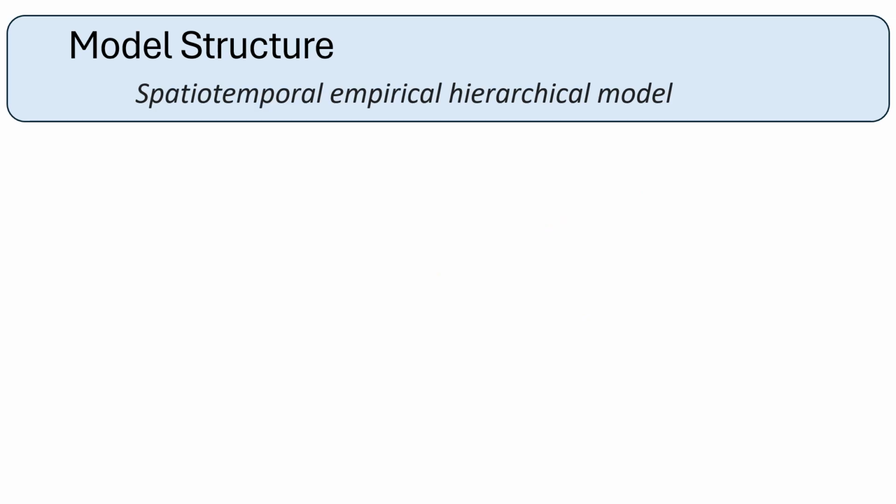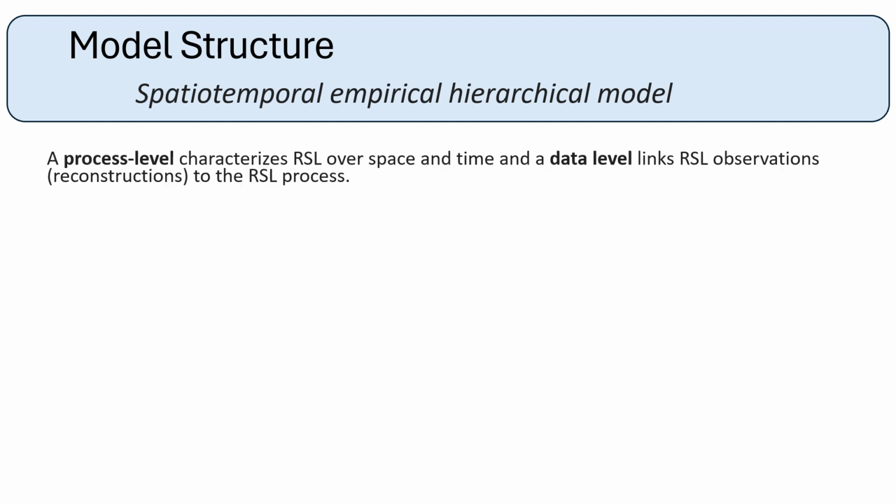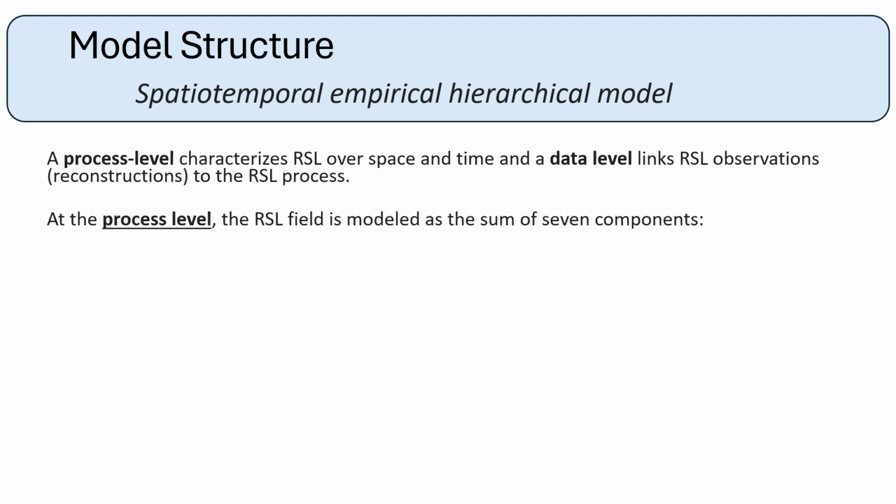So now I'll go over essentially what the model structure is for the spatiotemporal, empirical, hierarchical model. There is a process level and a data level. The process level characterizes relative sea level over space and time, and then the data level links the relative sea level observations, those proxy reconstructions that we've input, to this RSL process.